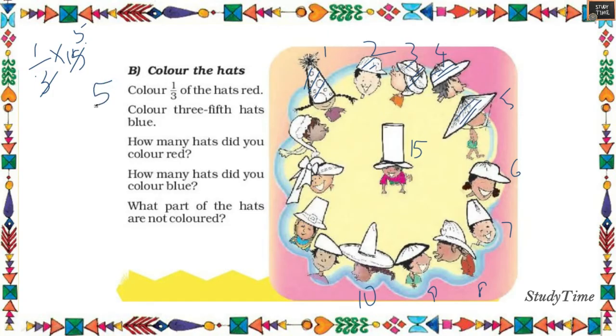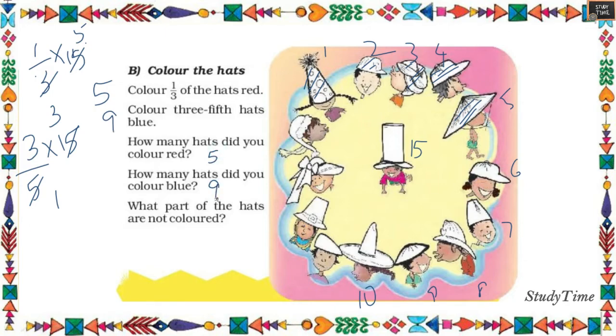Color 3/5 hearts blue. 3 by 5 of 15. 1, 3, so 9. The answer is 9. You have to color 9 hearts as blue. How many hearts did you color red? So here the answer is 5. Here the answer is 9.